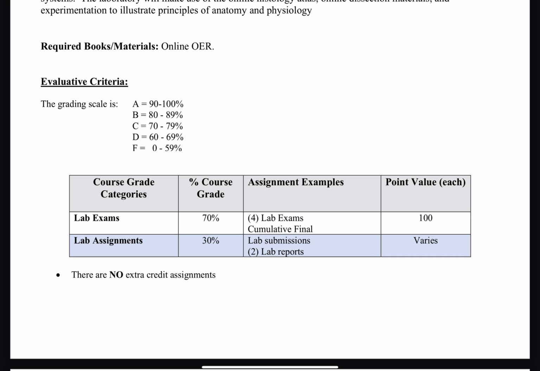The other grading category is going to be your lab assignments. These are going to include lab submissions as well as 2 lab reports that you'll have to write this semester. Depending on the length and the difficulty of each lab, meaning how much time it's going to take you, is going to determine the point value of each lab. The 2 lab reports are worth 50 points each, but they fall within the lab assignment grading category. There are no extra credit assignments for this class. Every lab exam is going to have a couple bonus points available to you, typically in the form of short answer.